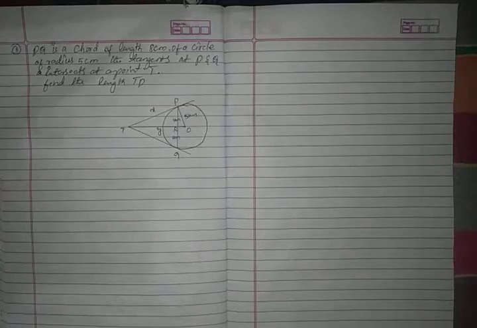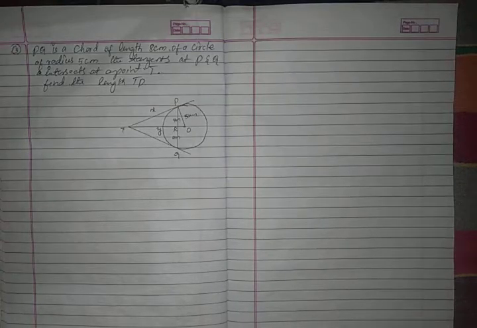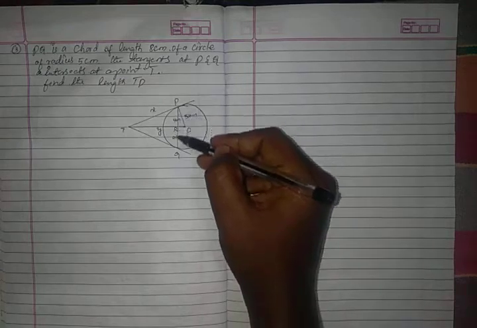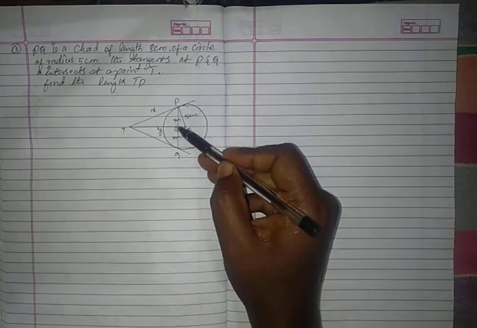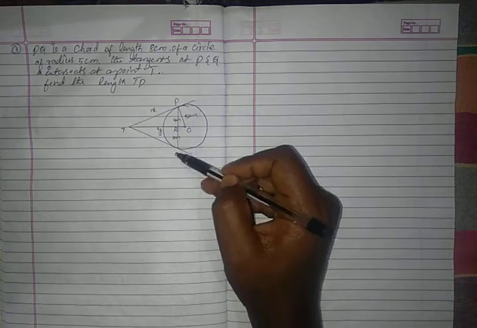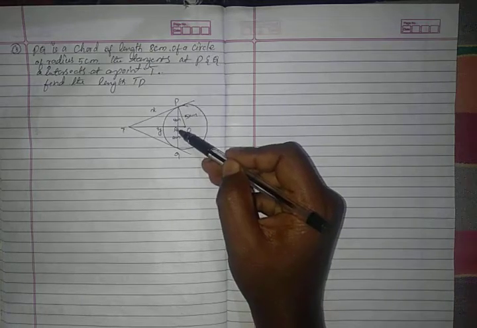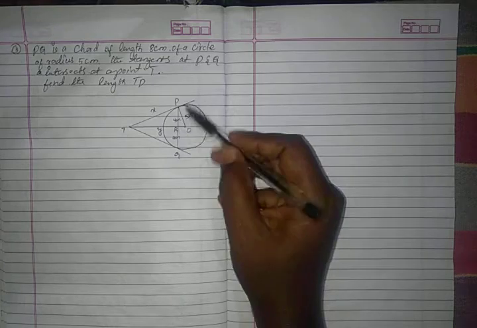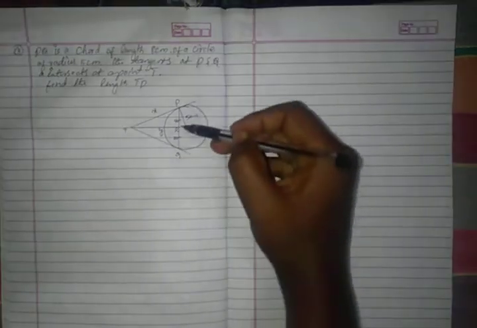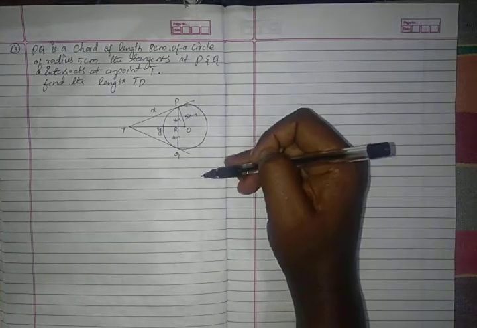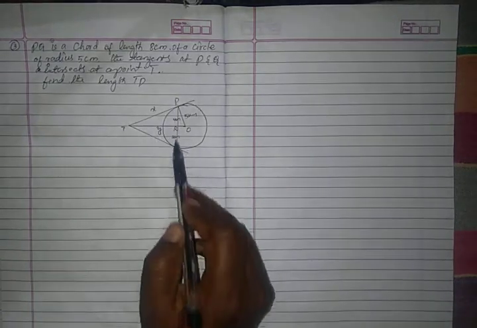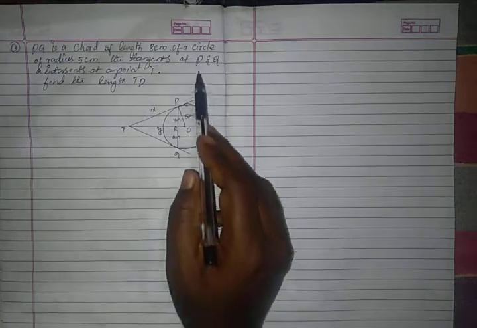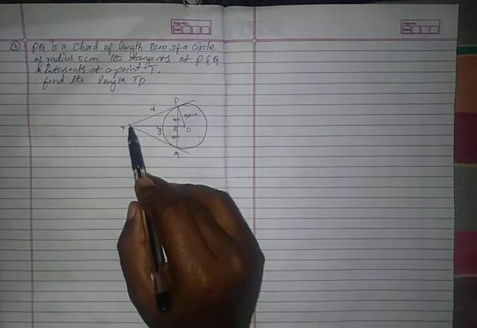Let us see the third problem. PQ is a chord of length 8 centimeters. Let R bisect the chord, so PR is 4 centimeters and RQ is 4 centimeters, a total length of 8 centimeters, of a circle of radius 5 centimeters. The tangents at P and Q intersect at point T. Find the length of TP.